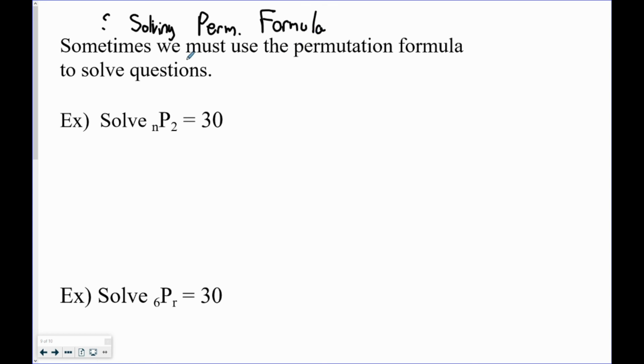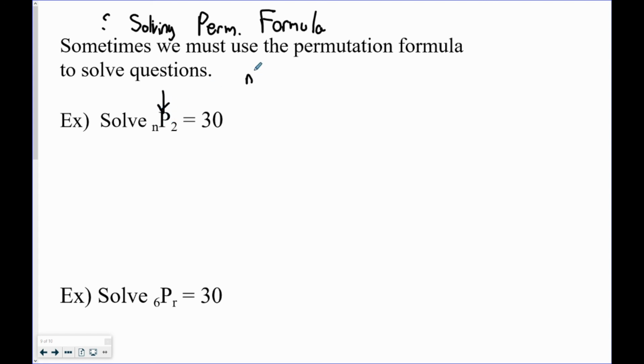So for solving the permutation formula, sometimes you get questions like this on the exam. There's an easy version and a hard version. I can't remember which one's which. I believe that this first question is the easier version. So if it says solve nP2 equals 30, you're basically solving for n. So you need to substitute in the definition of this.